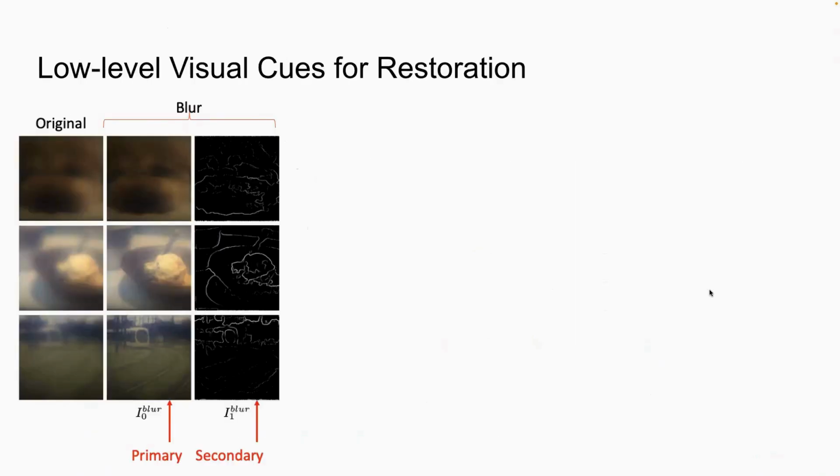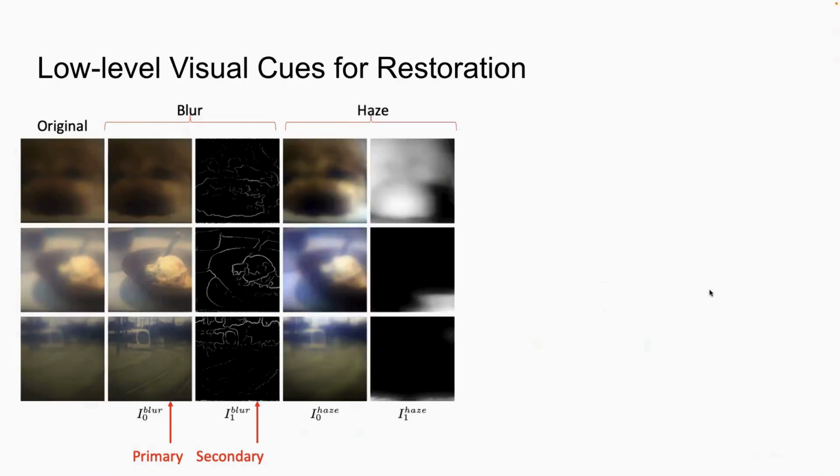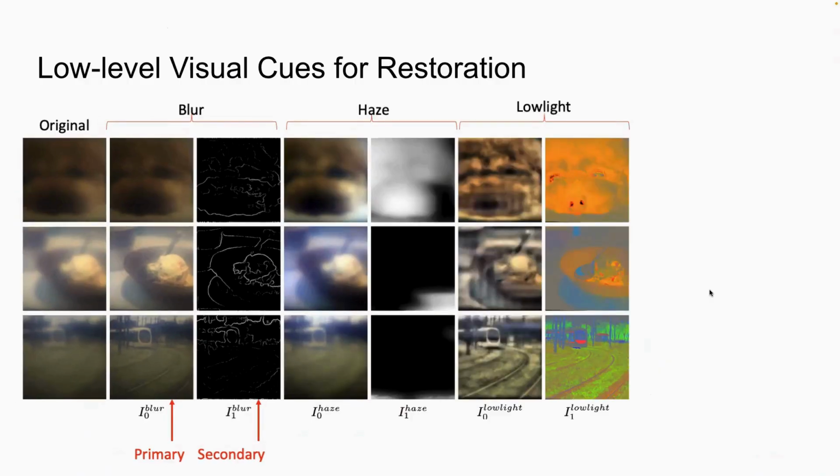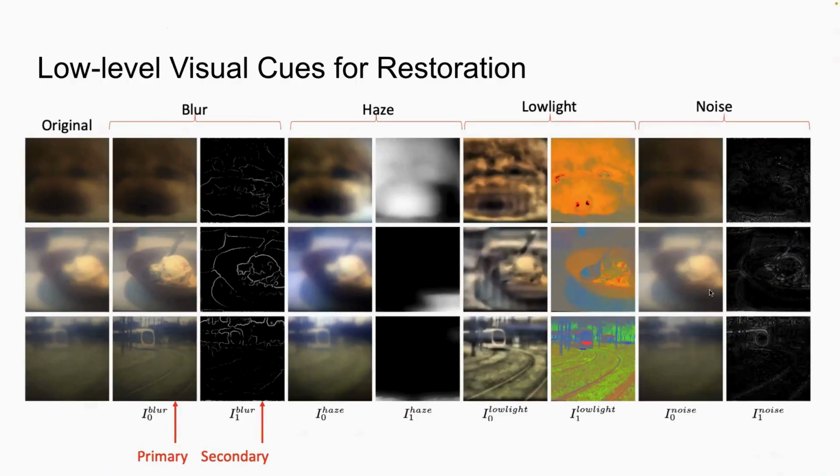First, let's talk about these low-level visual cues. Low-level visual cues, as you can see, are typically some low-level estimates of an image, like edge maps. You can have transmission maps for modeling haze, color maps to model low light images, and noise maps for a noisy image.